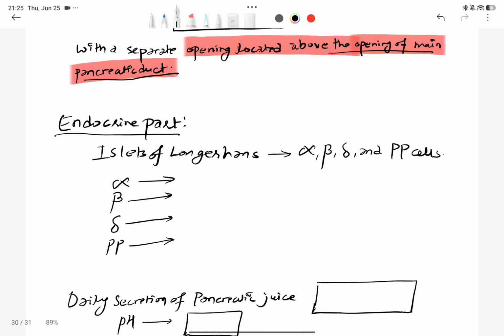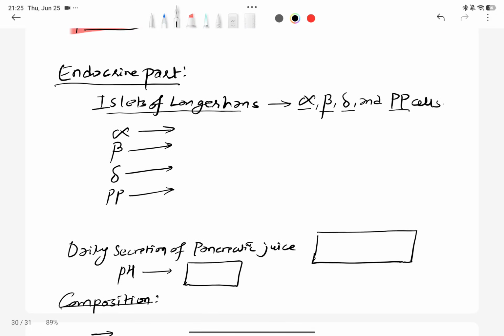In the endocrine part, there are the islets of Langerhans, which have alpha, beta, delta, and pancreatic polypeptide cells. Alpha cells are concerned with the synthesis and secretion of glucagon, and beta cells secrete insulin. Glucagon and insulin regulate the blood glucose level.